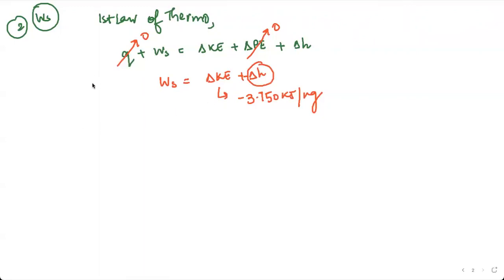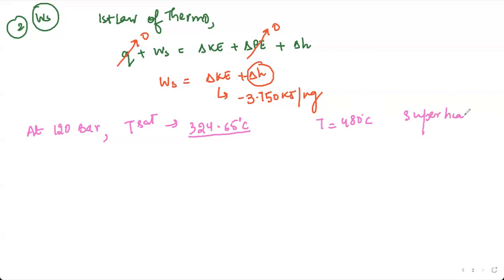So for delta H, we have inlet conditions at 120 bars. If we go to our superheated steam tables, at 120 bars, it is given that your saturation temperature is 324.65 degrees Celsius. That is your saturation temperature. And what is the temperature which is given? That is, it is operating at 480 degrees Celsius. So you have superheated steam here.